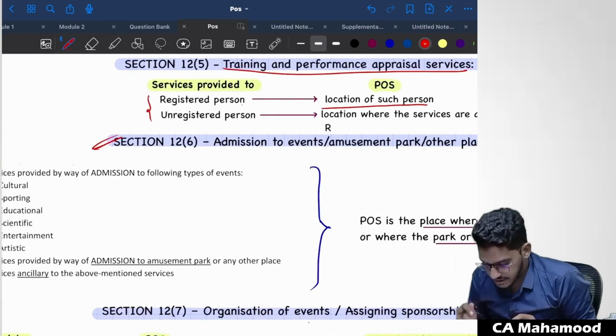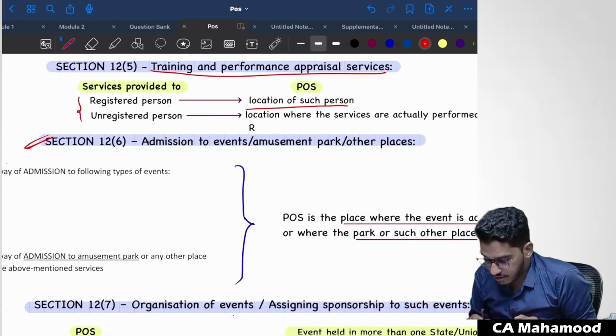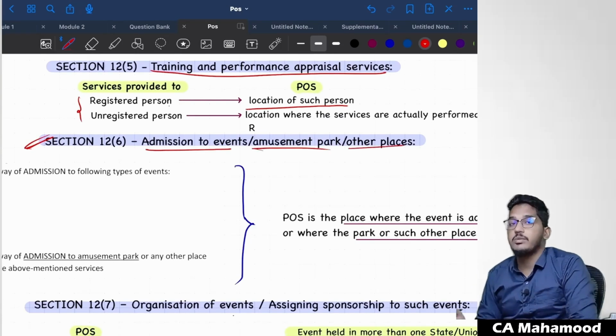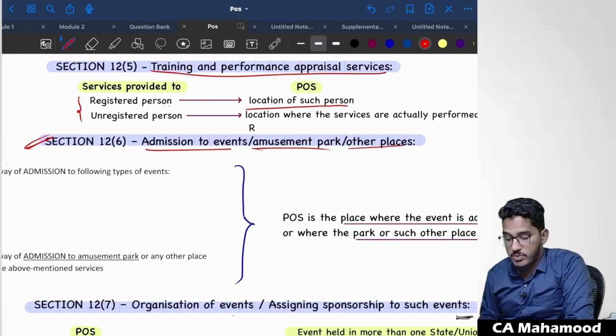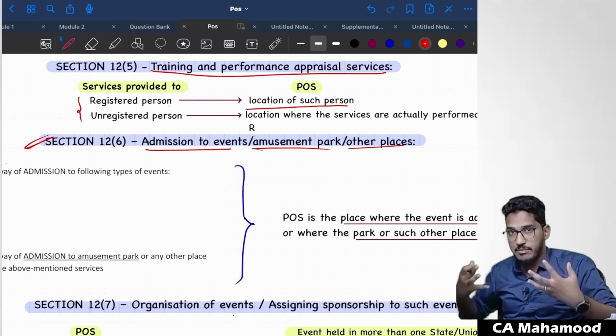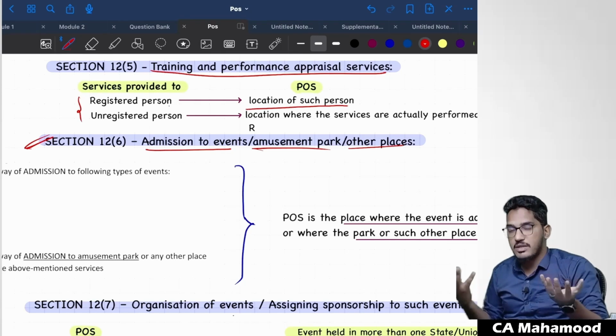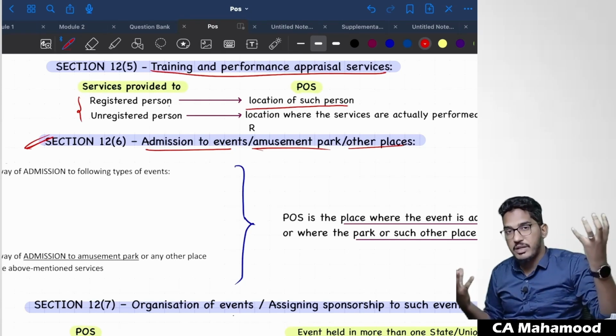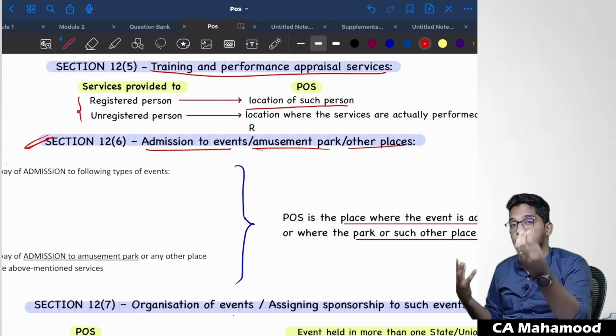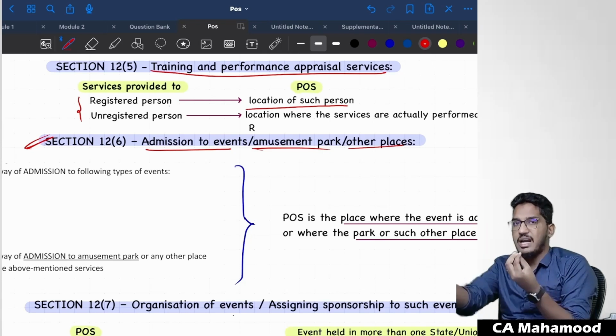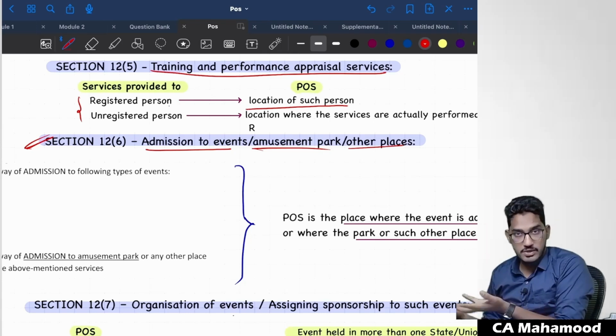Next one, 12 subsection 6. Section 12 subsection 6 talks about admission to events, amusement parks and other places. For example, what kind of services is Wonderla providing? It is providing you admission to an amusement park. Or some event is happening, some concert is happening. The concert operator is providing services of admission to that event. That is also a service.